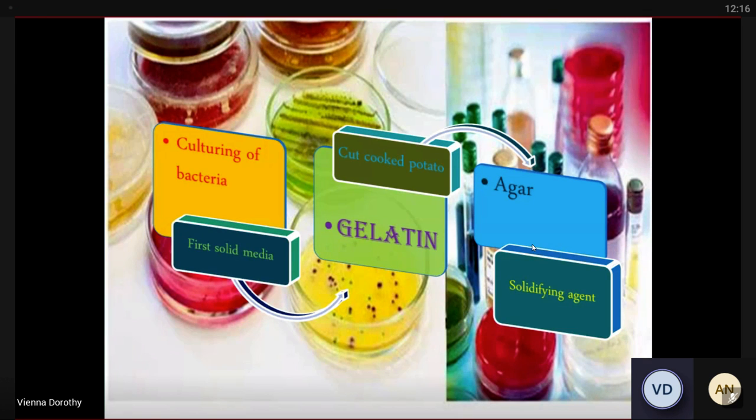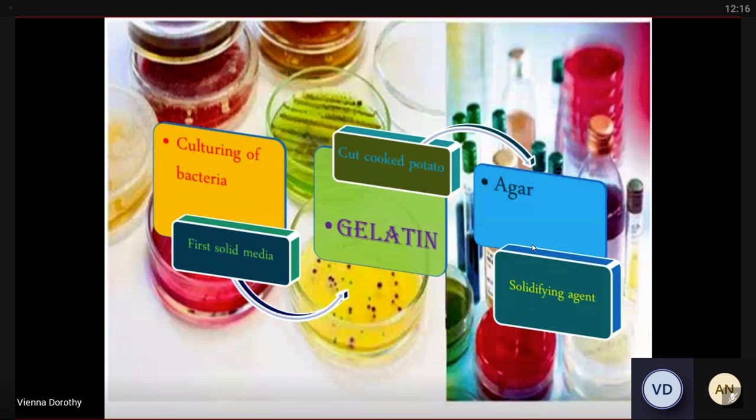Now, gelatin had certain disadvantages. Why did he add gelatin? Basically to solidify the media, isn't it? Gelatin also had certain disadvantages, so then he had to move on to another component to solidify the media, that is agar. Okay, now what are the disadvantages? Can anybody tell me what disadvantages gelatin has?